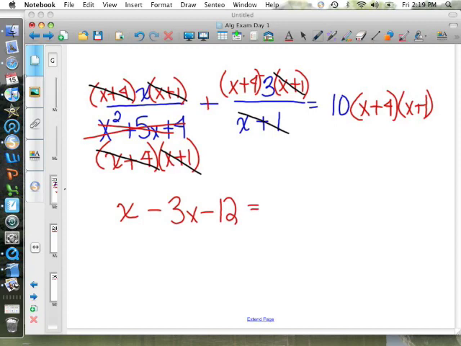And on the other side of the equal sign, you can do this one of 2 ways. You can FOIL and then distribute 10, or you can distribute 10 to one of the terms and then FOIL.